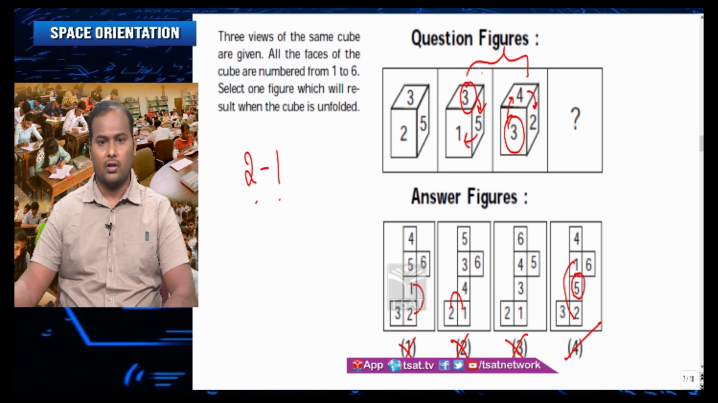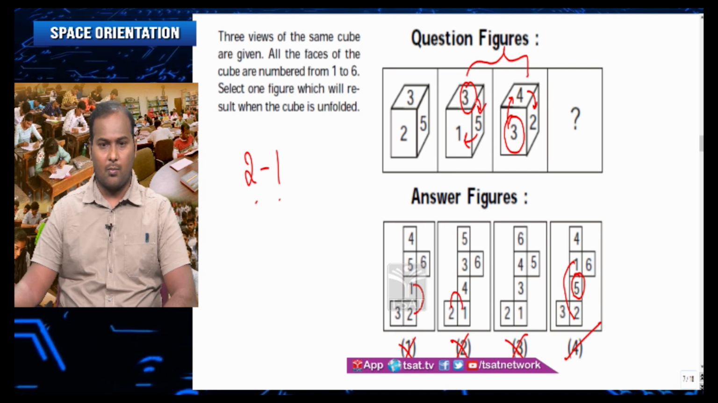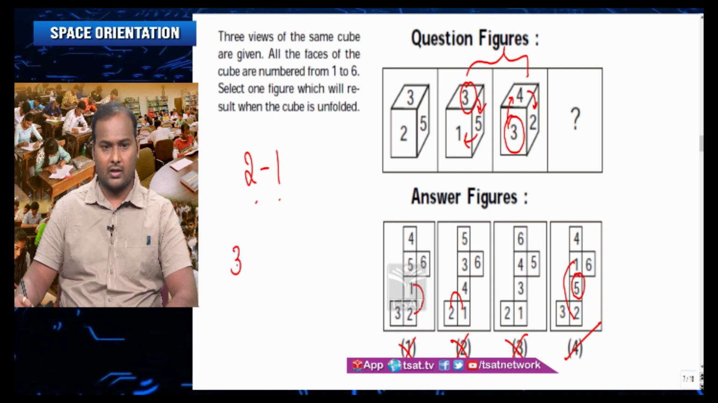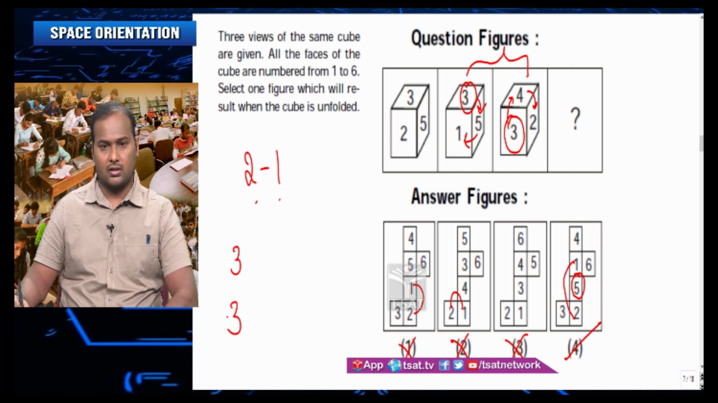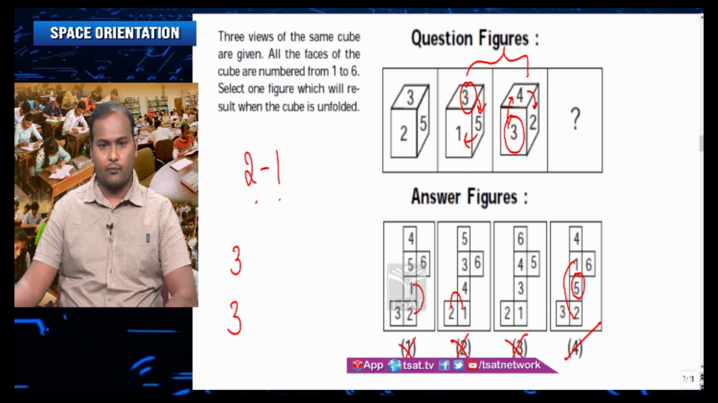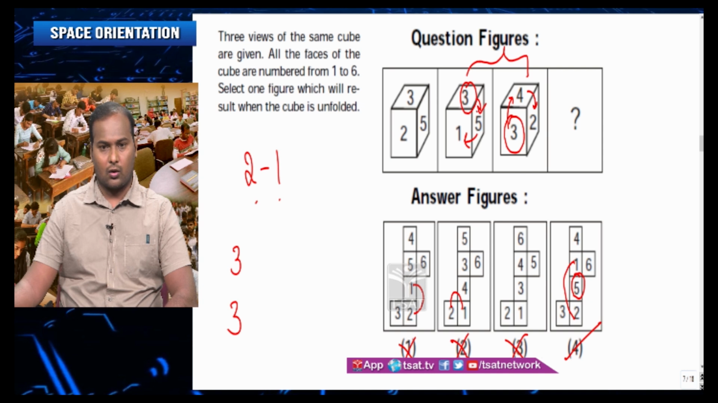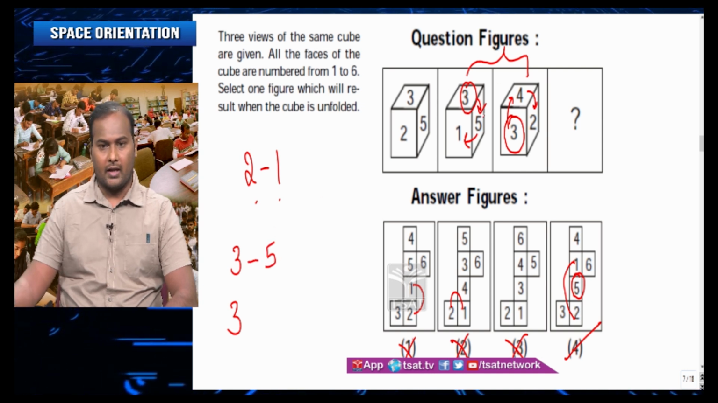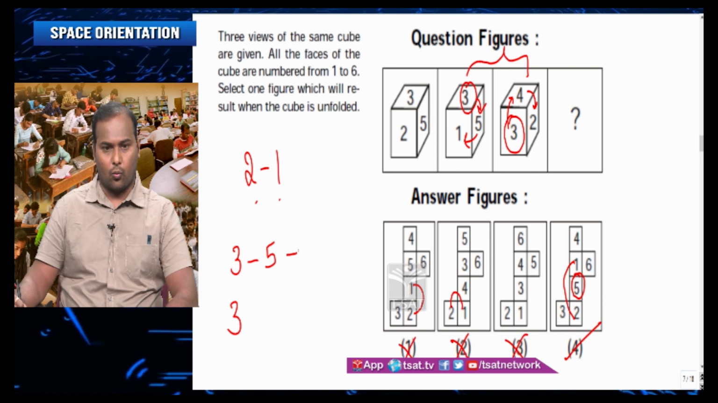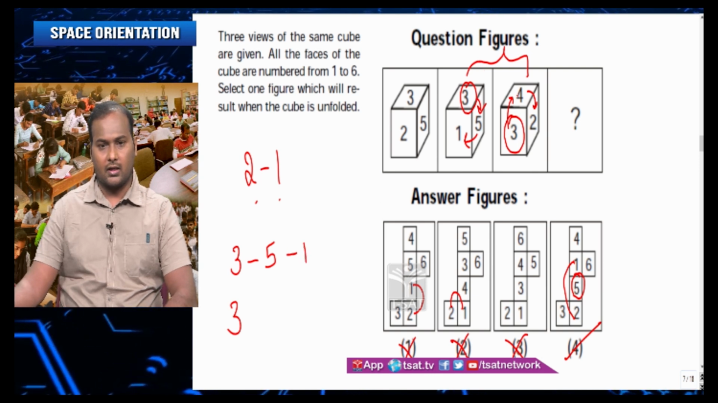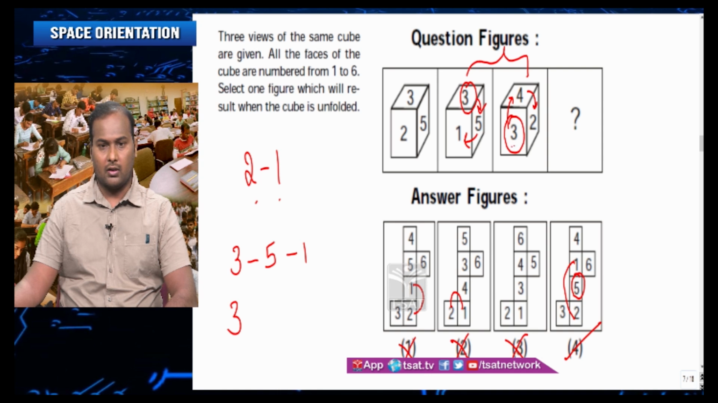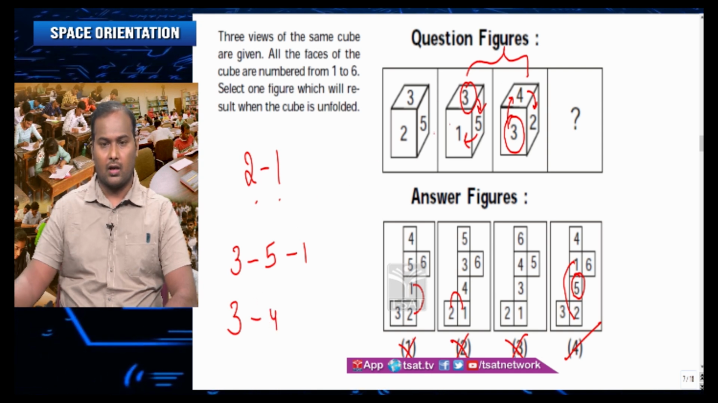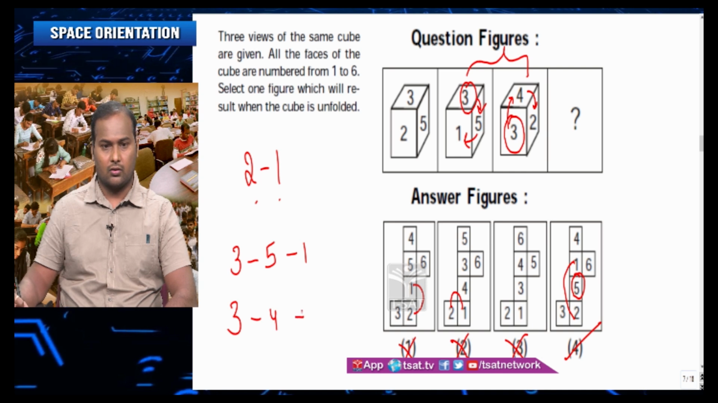Now what we have to do is write down the common first between these 2 dice. What is the common? 3 is the common. Here also 3 is the common. From the common, in the middle cube, I move clockwise, I got 5. And again if I move clockwise, I got 1. In the next cube, from the common, that is 3, if I move clockwise, I got 4. And again if I move clockwise, I got 2.